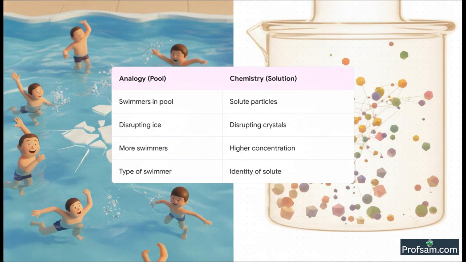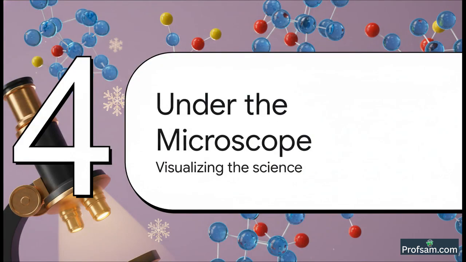Let's map it out. The swimmers in the pool, well, those are our solute particles, like the salt ions. The swimmers disrupting ice formation is just like the solute particles disrupting the solvent's crystal structure. The more swimmers you have, the more disruption there is, which in chemistry means a higher concentration leads to a bigger effect. And finally, does it matter if the swimmers are tall or short or what they are wearing? No. In the same way, the chemical identity of the solutes just doesn't matter. Okay, that analogy is a great way to remember the concept.